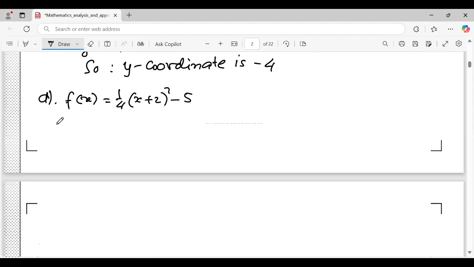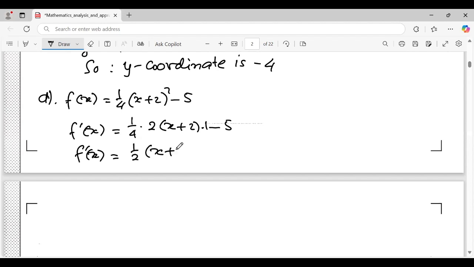So we need to find the derivative of this function. The derivative is 1/4, and now the derivative of this term is 2 (x plus 2) to the power 1, multiplied by 1. This is because the derivative of x is 1. And the derivative is 1/2 (x plus 2) minus 5. So this is the derivative of f(x).